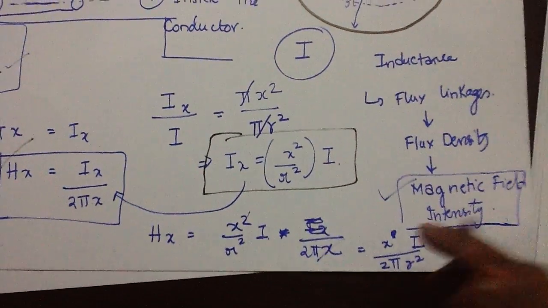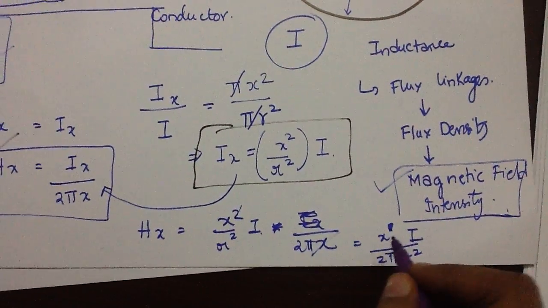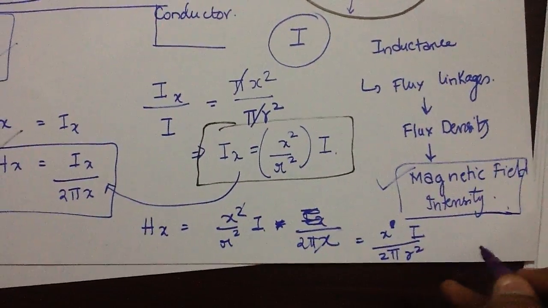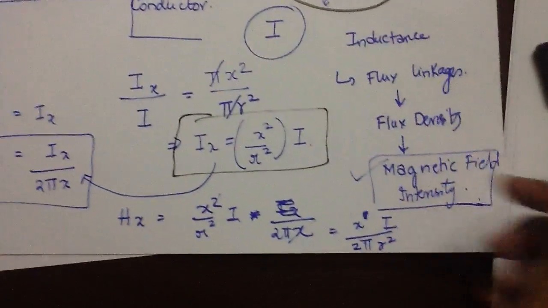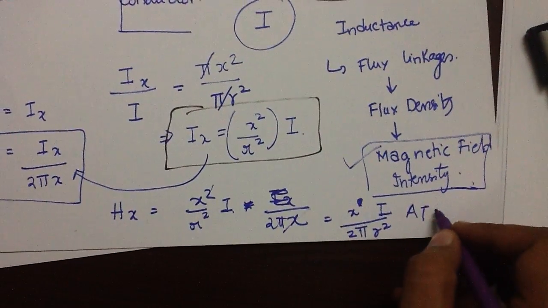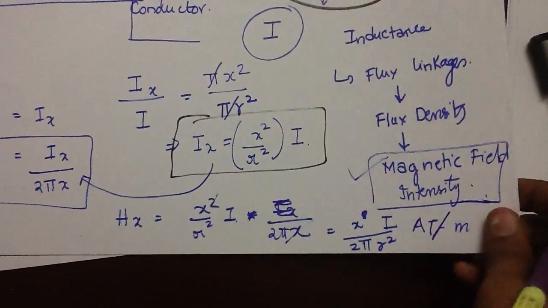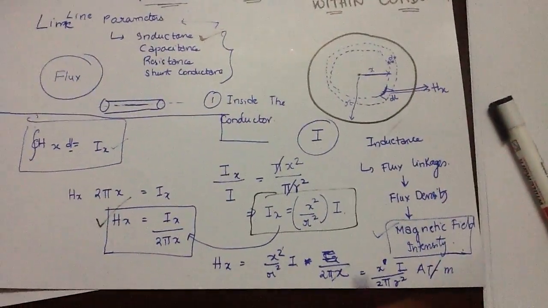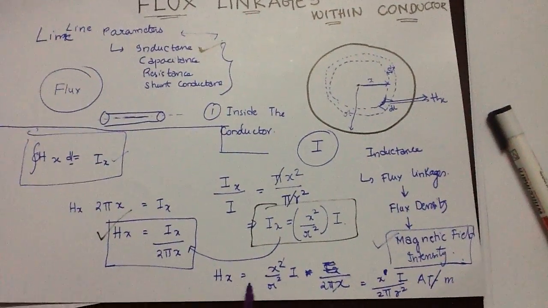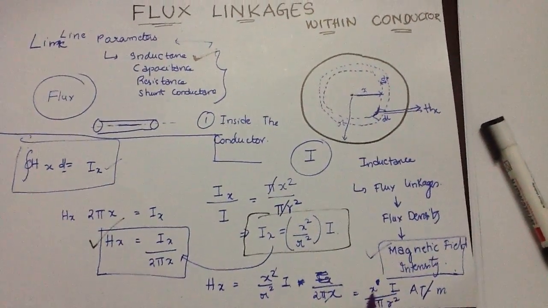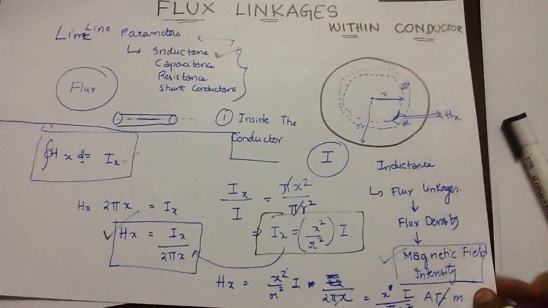Okay, so we have Hx is equal to Ixi by 2 pi r square. Now remember, it is ampere turn per meter, the magnetic field intensity. So we have the value Hx, which is equal to Ix by 2 pi r square. Now what we need to calculate further is the magnetic flux density Bx.